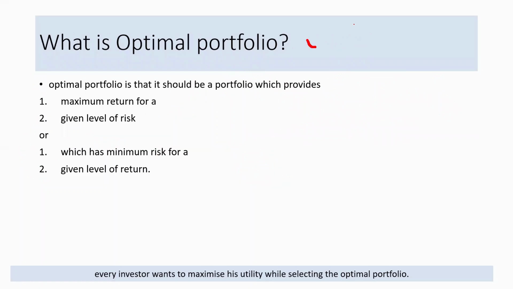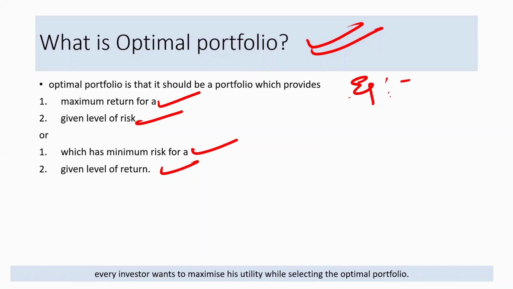Now, what do you mean by optimal portfolio? Optimal portfolio is a portfolio which will give you maximum return for a given level of risk, or minimum risk for a given level of return. कुछ समझ में नहीं आया, example से समझाते हैं.